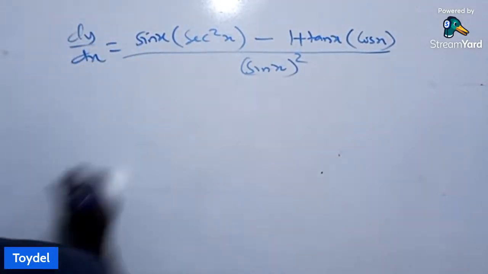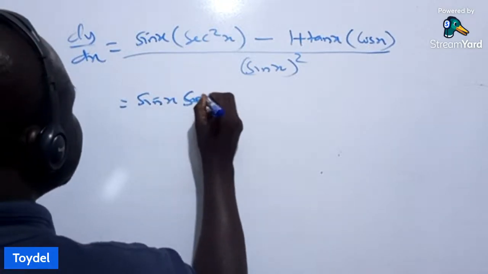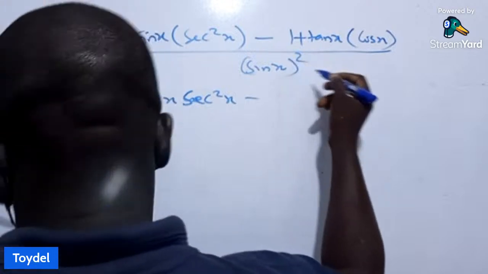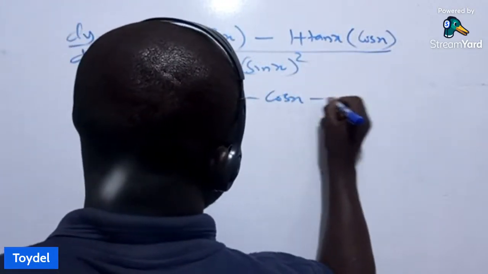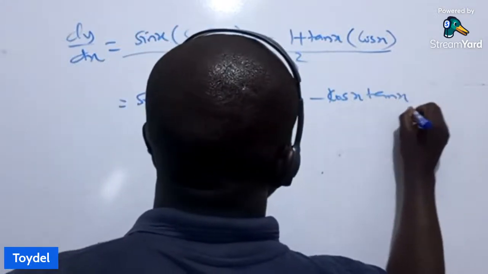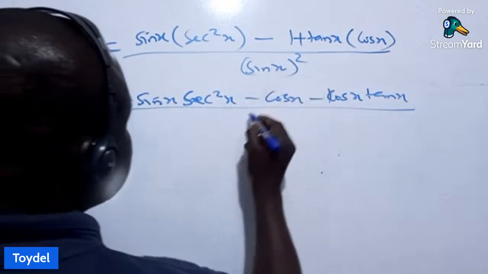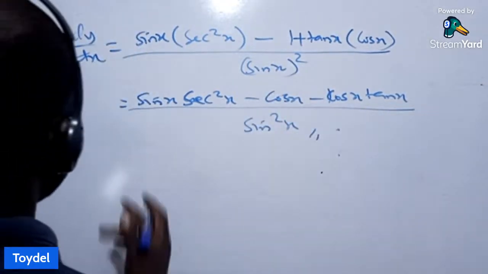If you do that, I'm going to have sin x sec square x minus, if I open up here, cos x multiplied by this, minus cos x, then minus cos x tan x, everything all over sin x all squared, same thing as sin square x. That's what we are going to get. So that's where we stop.